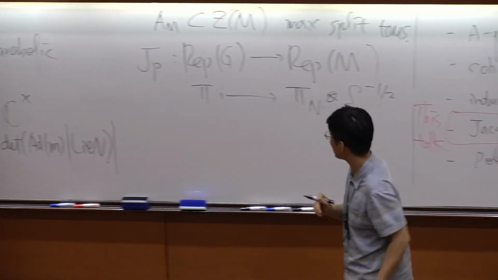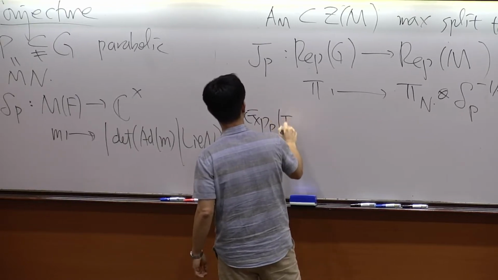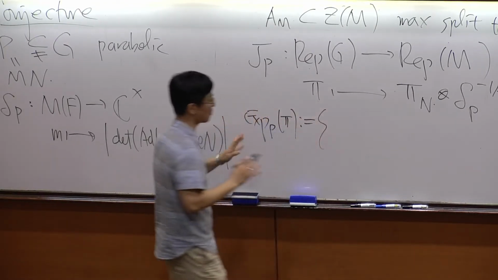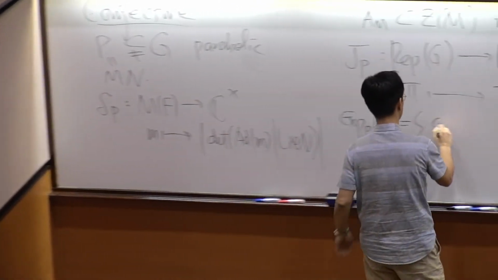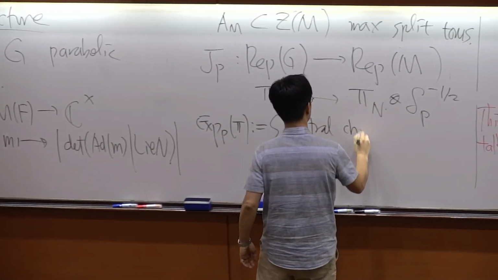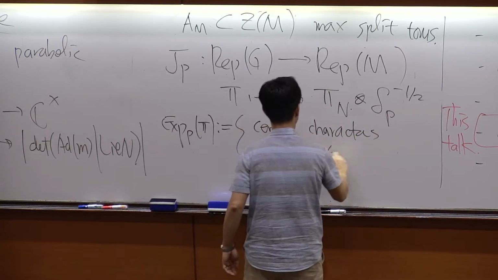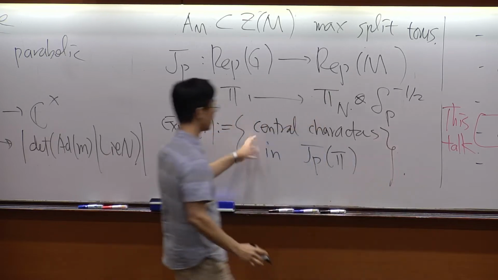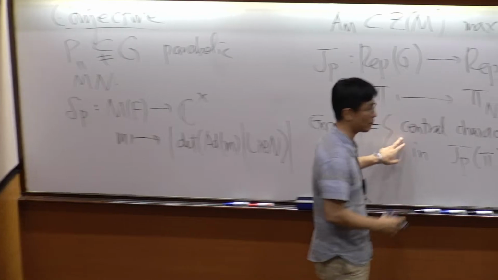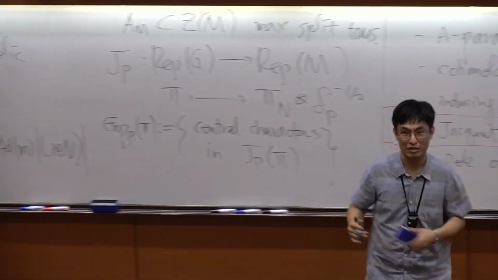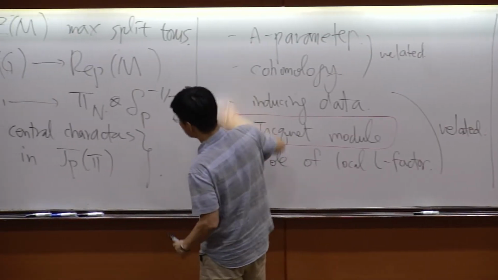Okay, so finally I'll define exponents, which are just another name for central characters appearing in the Jacquet module. So just central characters in J_P of pi. I don't care about multiplicity. I just look at all possible central characters. Obviously, it's a finite set because the Jacquet module sends finite length representations to finite length representations.